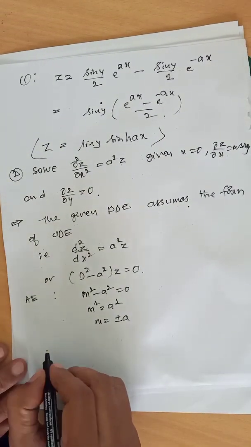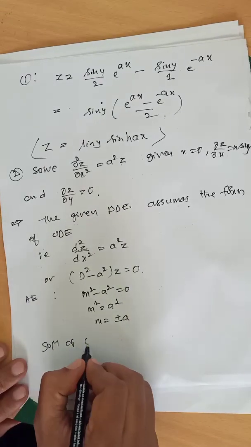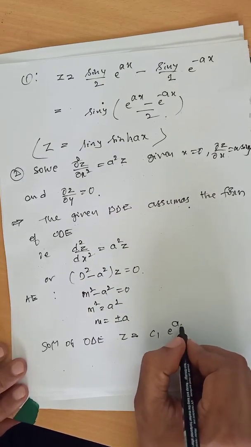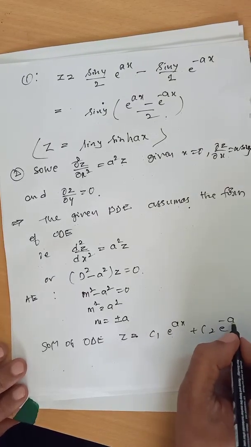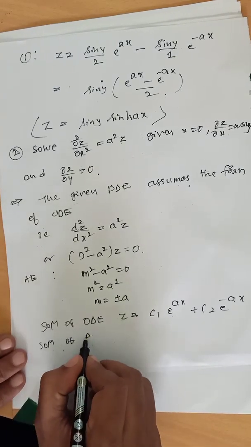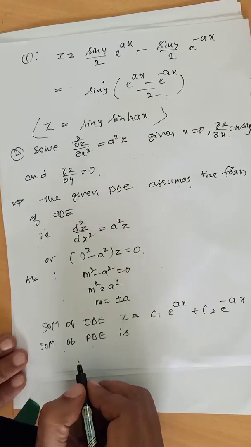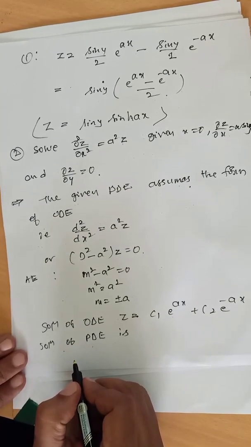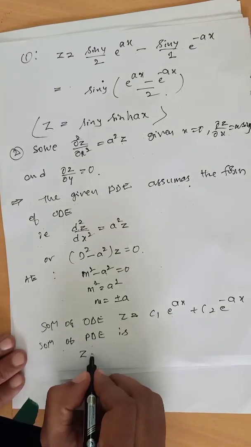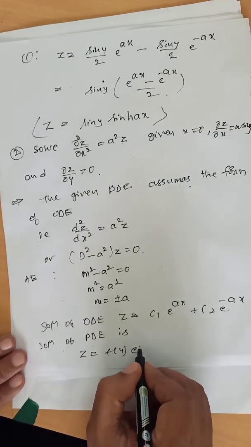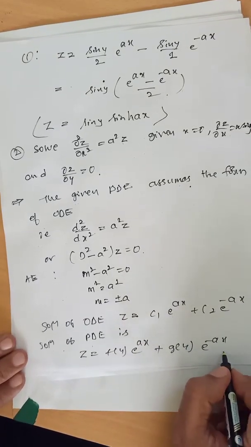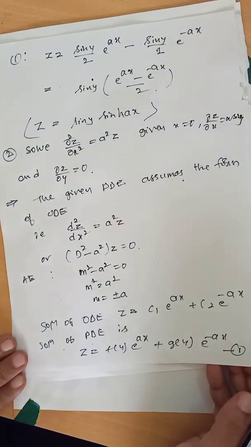So the solution of the ODE is z = c1 e^(ax) + c2 e^(−ax). But the solution of the PDE is got by replacing c1 and c2, as in the previous problem. c1 and c2 are functions of y. You will get z = f(y) e^(ax) + g(y) e^(−ax). Call this equation number 1.